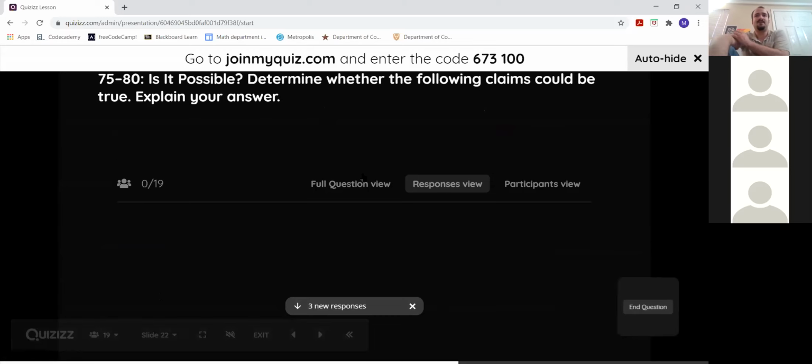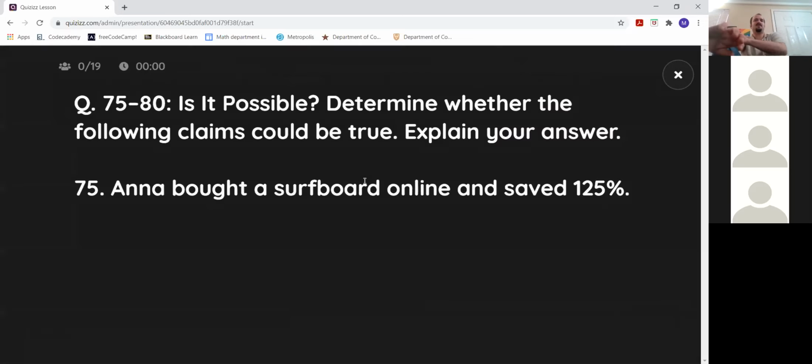So is it possible to determine whether the following claims are true? Explain your answer. I bought a surfboard online and saved 125%. Okay, this should take 3 seconds. Is this true? Are you saving 125% on something?